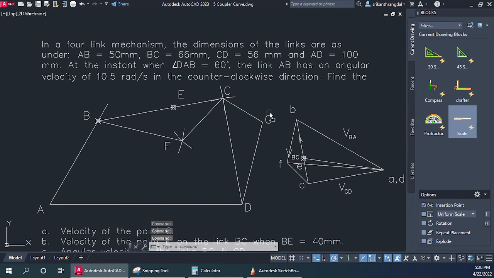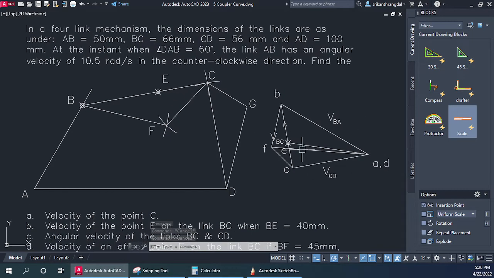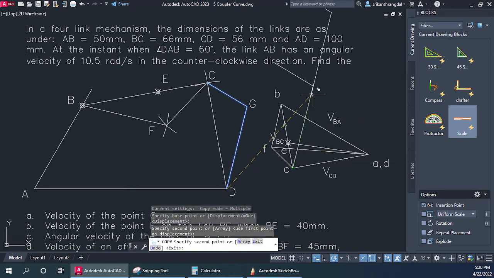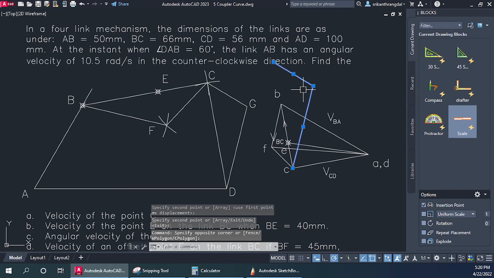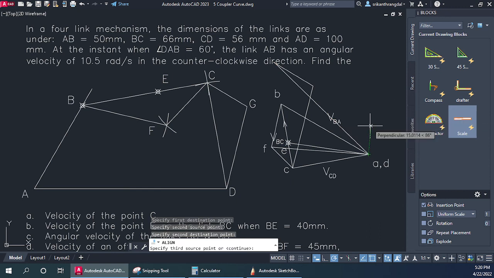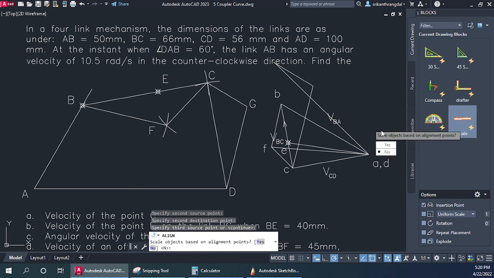So now that we have got the G point in the position diagram, the same we need to attain here in the velocity diagram. So CDG has got to be similar to C, D and G. Fine. So I'm just going to take these two and copy them in order to avoid the calculations over here, and I'm going to use the align command here, and this is going to remain here, whereas this point is going to appear here. So that's it. Do you want to scale the objects?